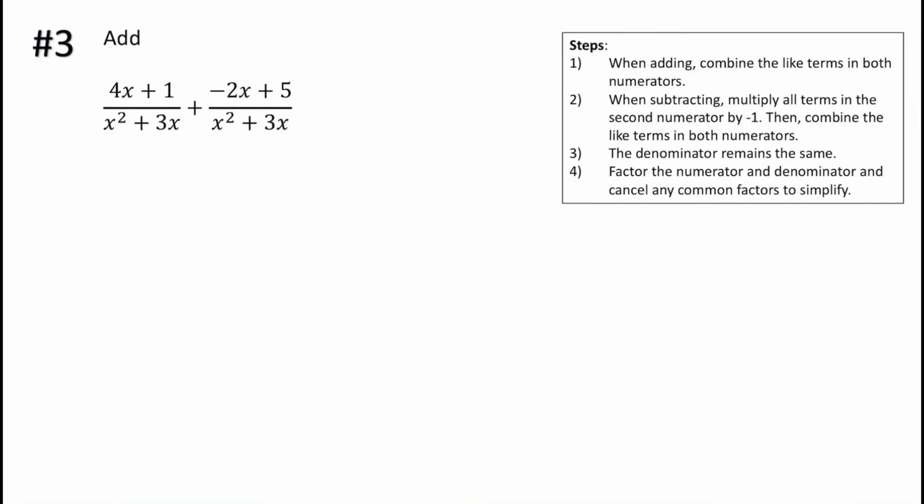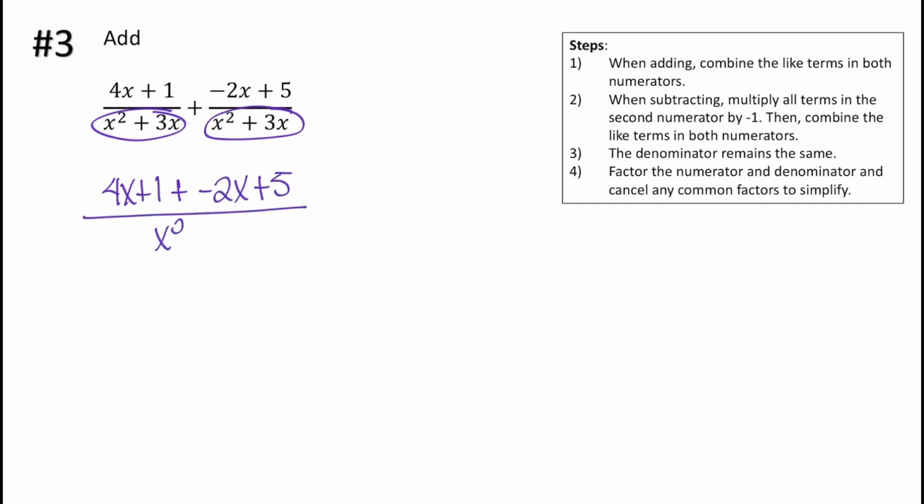So now let's go ahead and add these two rational expressions together. When we're adding, remember, we're always going to be on the lookout for a common denominator. In this case, we do have a common denominator, right? Both denominators are exactly the same. So we can just go ahead and add the numerators together. So we have 4x plus 1 plus negative 2x plus 5, and we're just going to put that all over the same denominator, the like denominator.